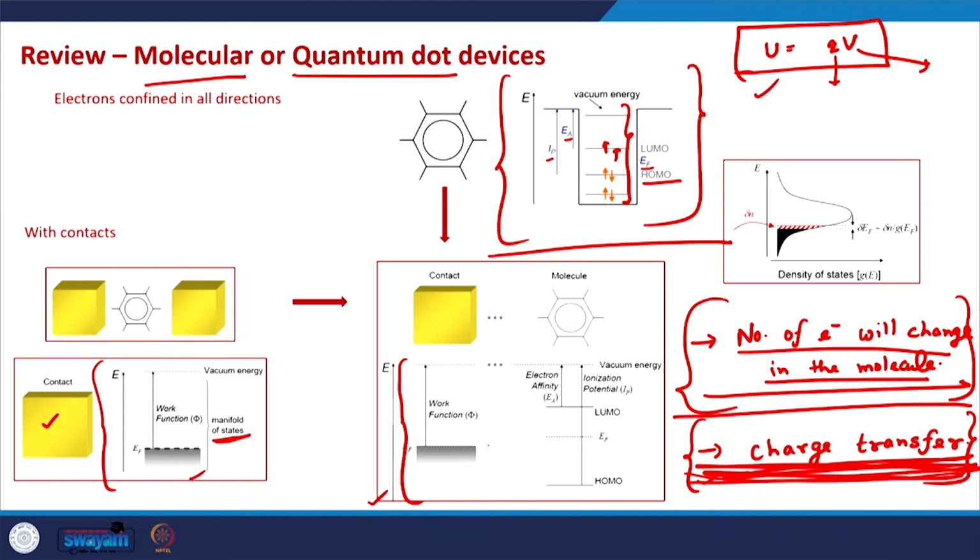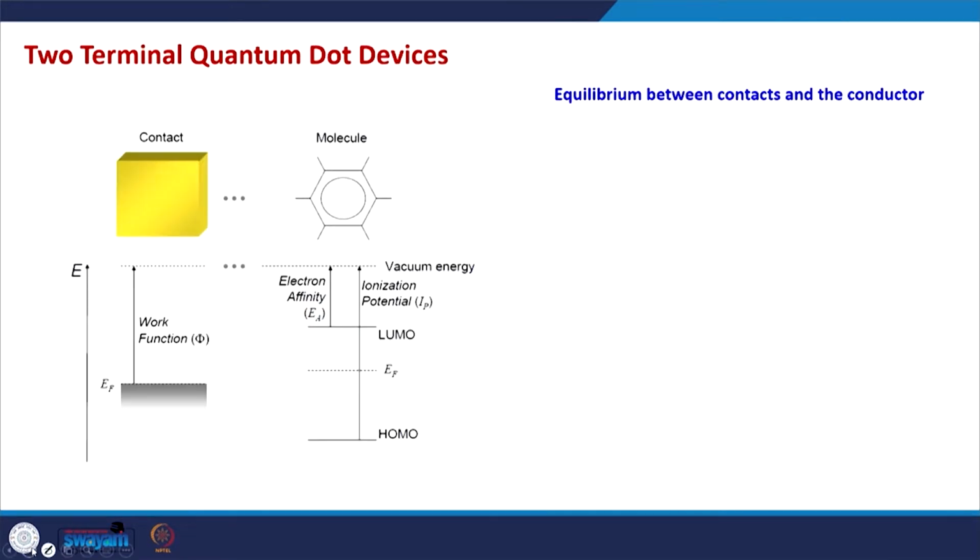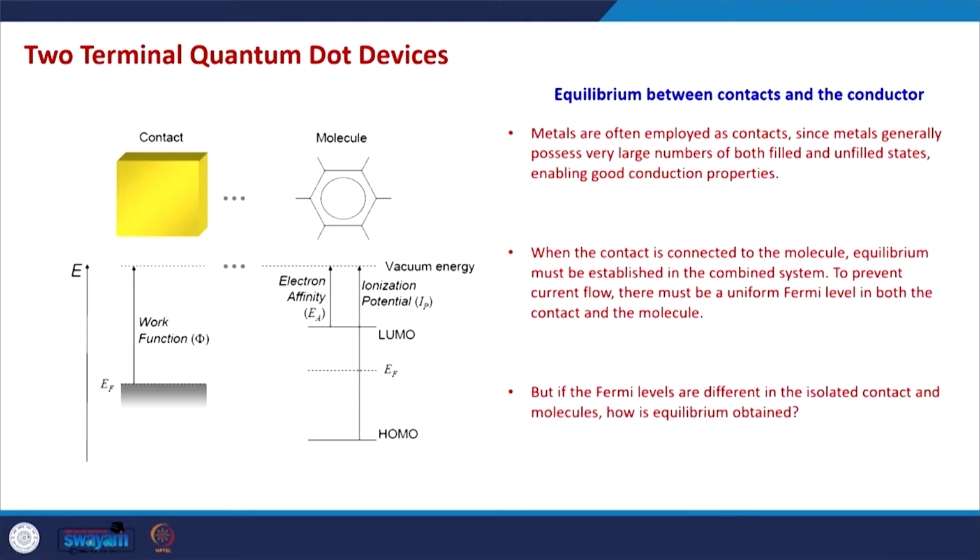And because of this, because the Fermi level now depends on the number of electrons as well, the notion of quantum capacitance comes into the picture. So that's where we essentially finished last time.